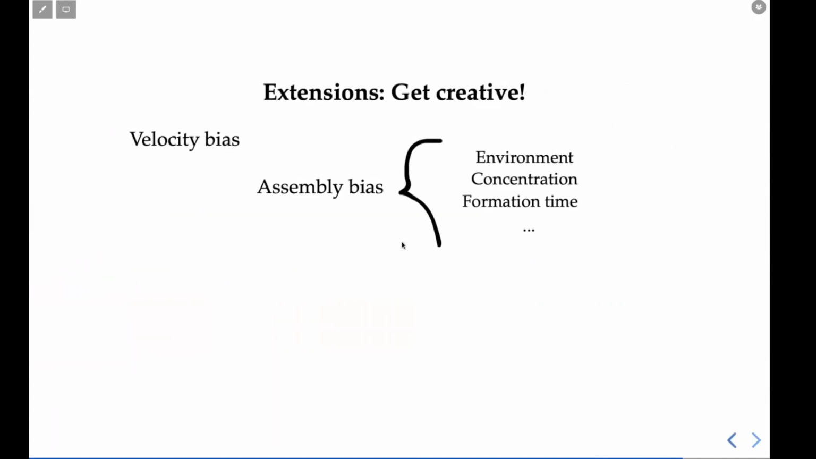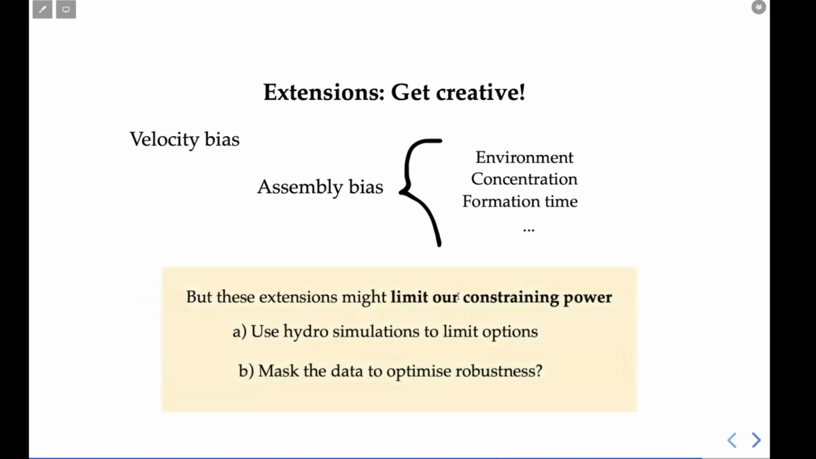In general, you can extend these models by getting creative. So you can think of velocity biases. Maybe these galaxies don't have the same velocities as their parent halos. Or assembly bias, as I said: the mean number of galaxies each halo hosts could depend on properties like environment density, concentration, or formation time. So you can get as creative as you want. The problem is that as you get creative, you expand your parameter space, and that means you might be limiting your constraining power on the cosmological parameters.